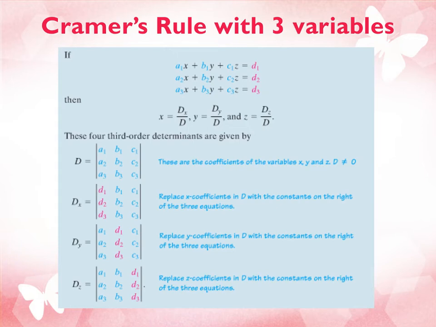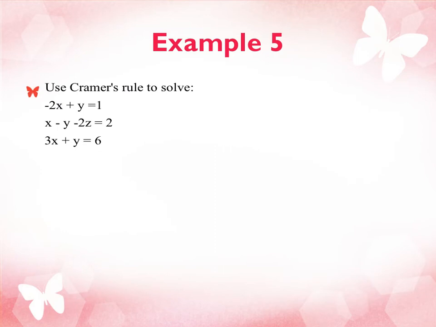So be careful, because you're not always replacing the same column. You want to replace the one that you want to find. So D sub x, I take the x's, which is going to be in the first column, and replace them there. All right, so we're going to work through this one. It says use Cramer's rule to solve.